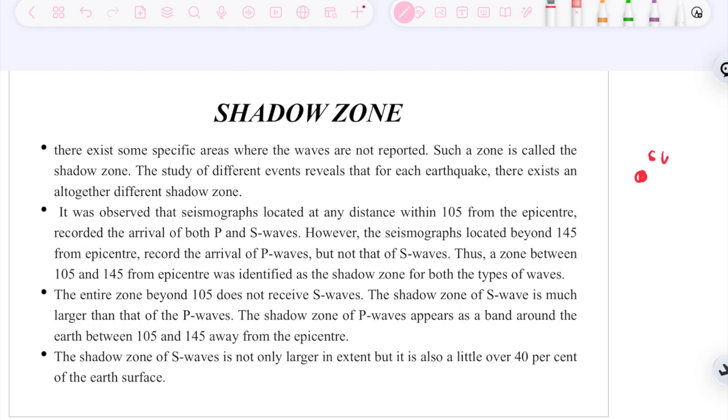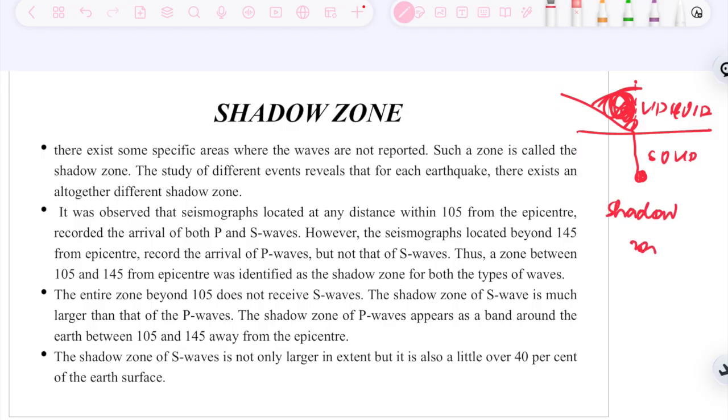So now let's imagine this is a P wave. It is moving from, this is solid and this is liquid. Now this is moving like this. Technically it should move like this, but due to the density difference in both the mediums, it reflects here. So this part will have no P wave. What will it be called? It will be called the shadow zone of P wave.